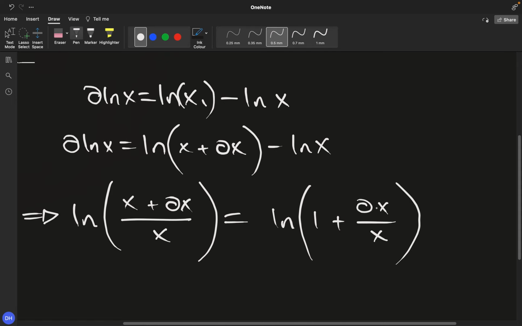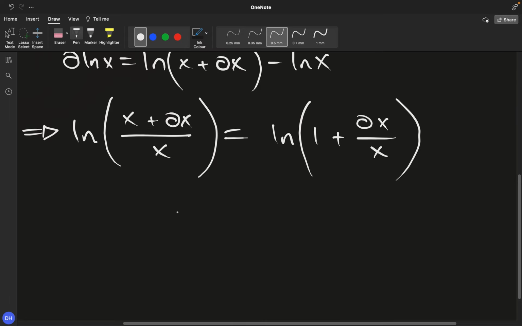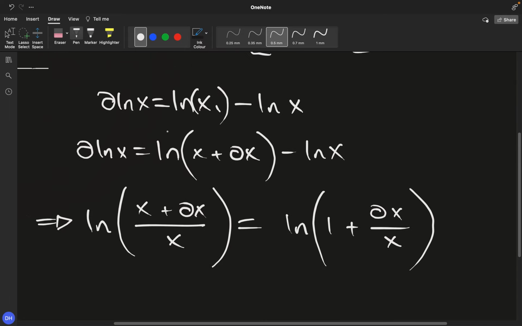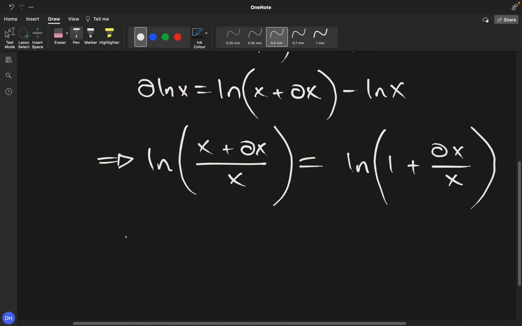What's delta x on x? A proportional change. We defined that earlier. That's g. So we can write, we'll take our original delta log x equals log 1 plus g. Okay.